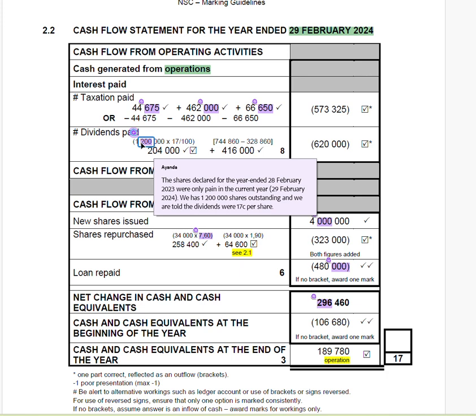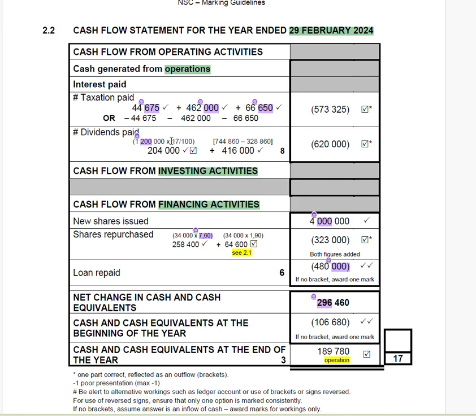We had 1.2 million shares outstanding, and we are told that the dividends were 17 cents per share. So for that reason, I'm going to say what were the total number of shares times 17 divided by 100. So where is 17 coming from? It's because we are told that the declaration was 17 cents per share. So now, in order to get the amount that was declared to the shareholders for the previous year, it's 204,000.